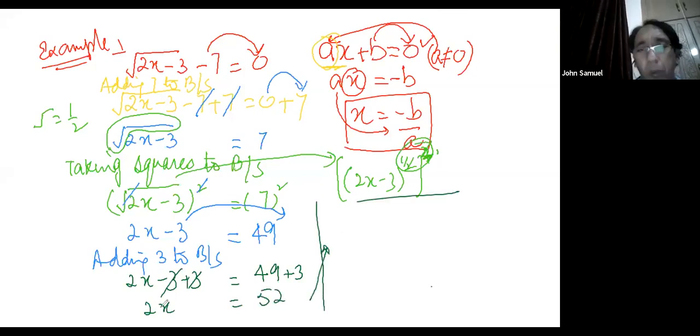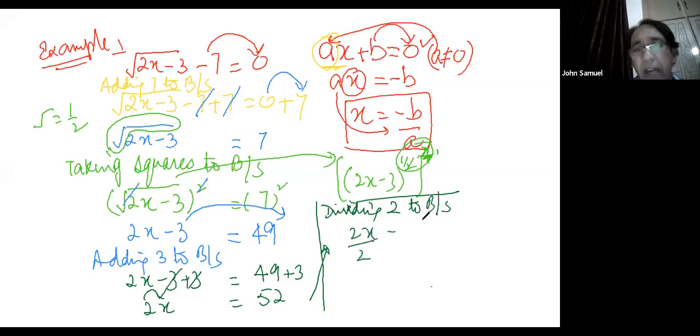Then we can use the other one. 2 is multiplying with this value, so the opposite is the multiplicative property. Dividing. What property will we write here? Dividing 2 to both sides. So 2x divided by 2 is equal to 52 divided by 2. The 2s cancel with each other. One x remains, and 2 times 26 equals 52, so 26. So the unknown variable value is 26.